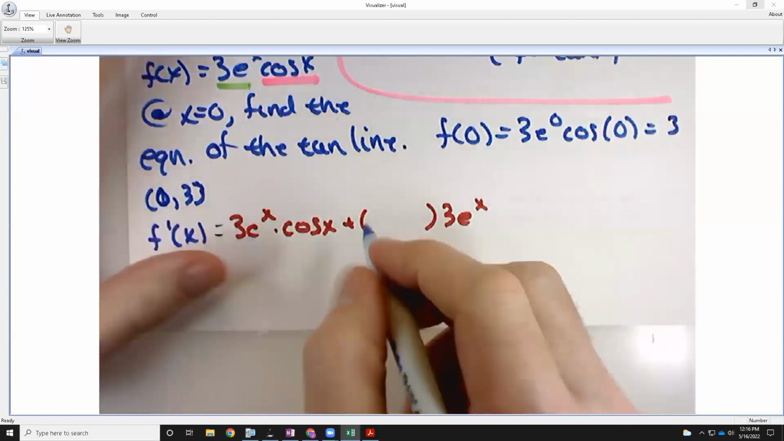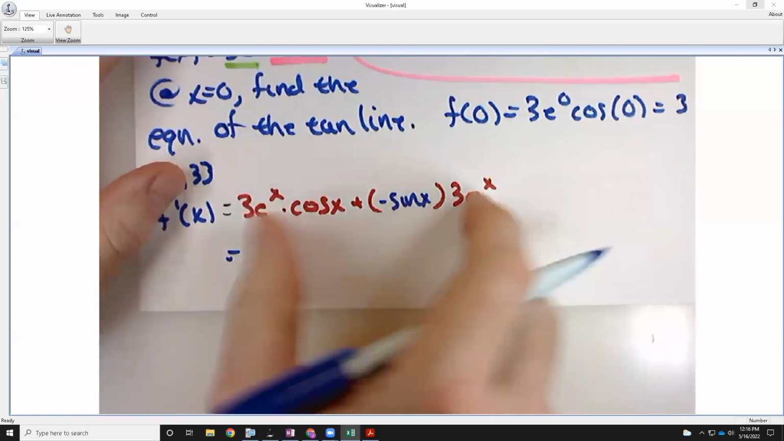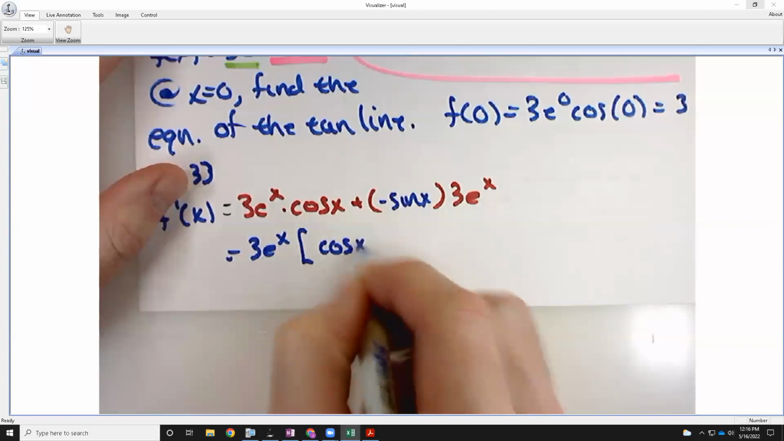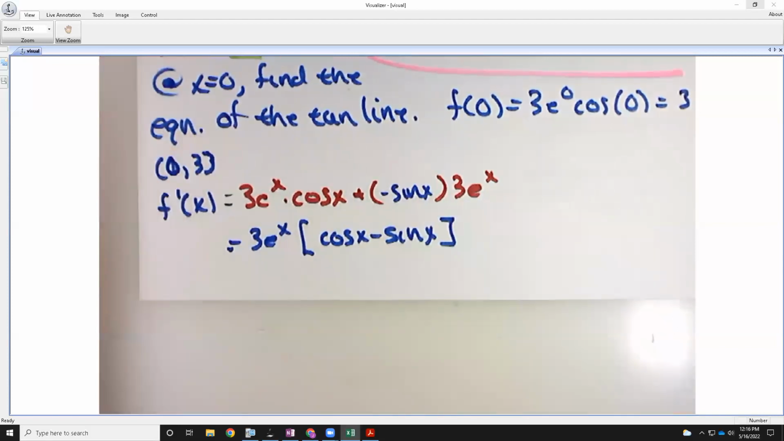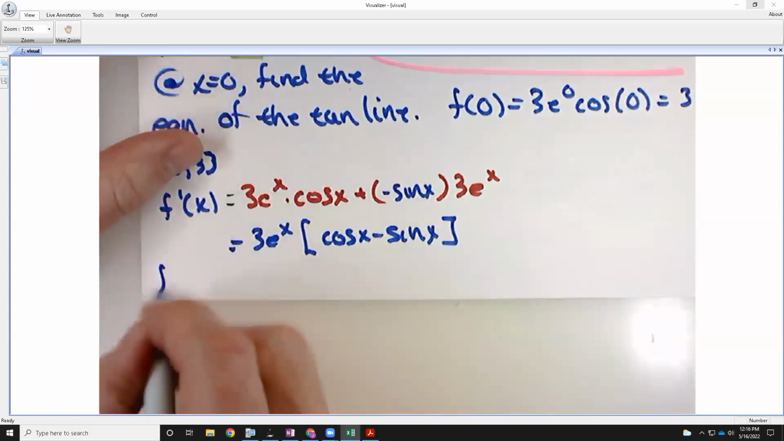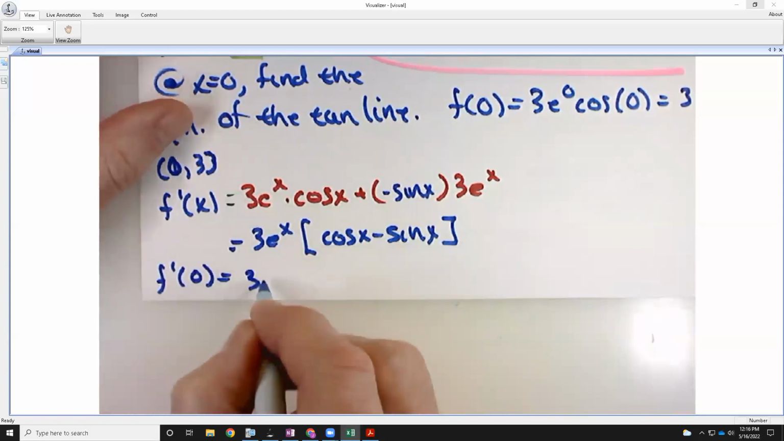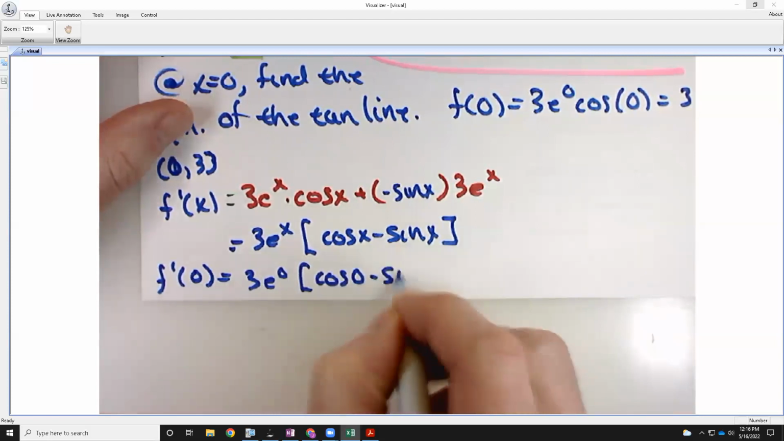Negative sine of x. And if I factor out the 3e to the x, I'm left with cosine of x minus sine of x. Now, I don't necessarily need to factor that out in order to find the slope of the tangent line. It doesn't really come into play so much, but f prime of 0 is going to be 3e to the 0 times cosine of 0 minus sine of 0.